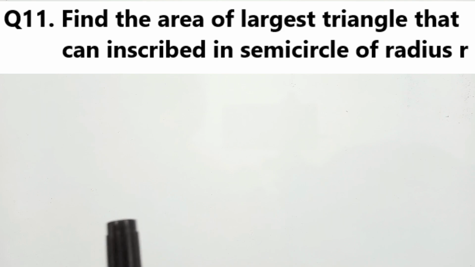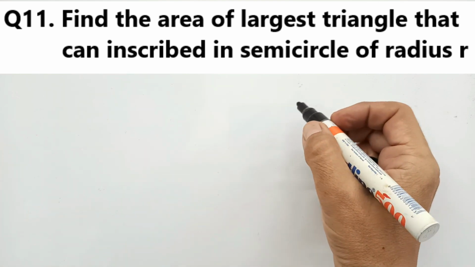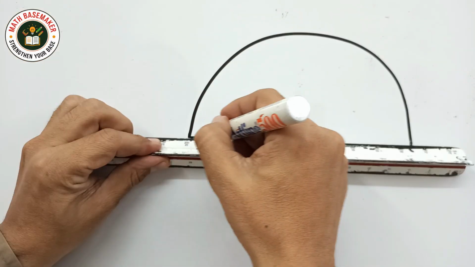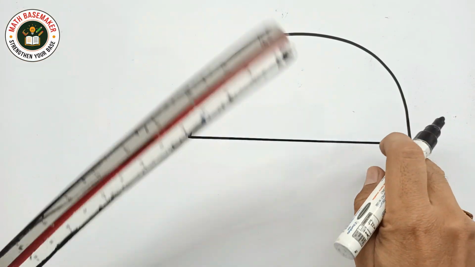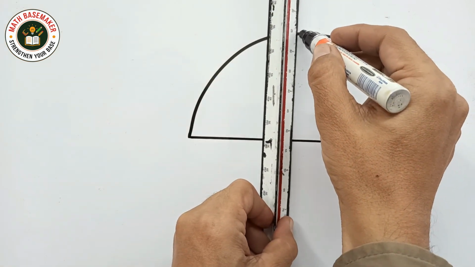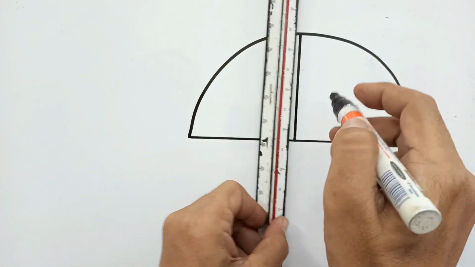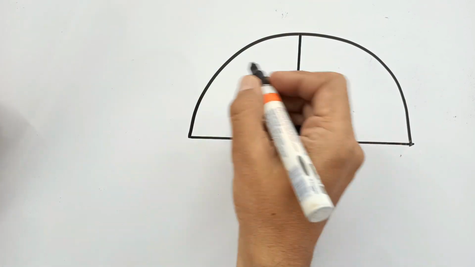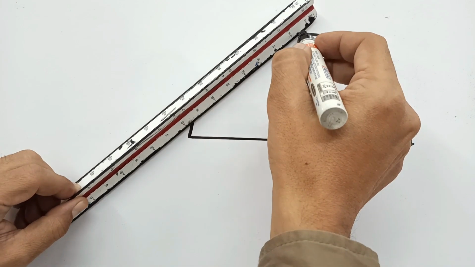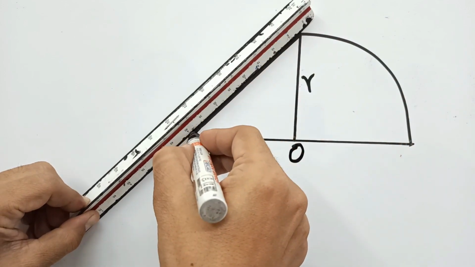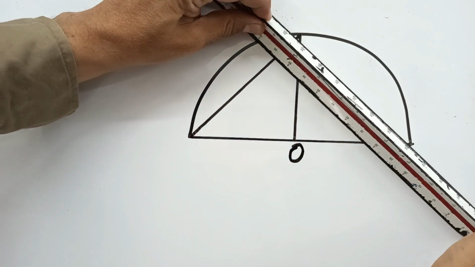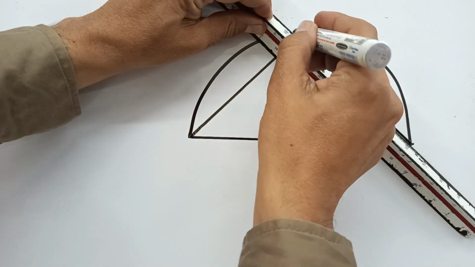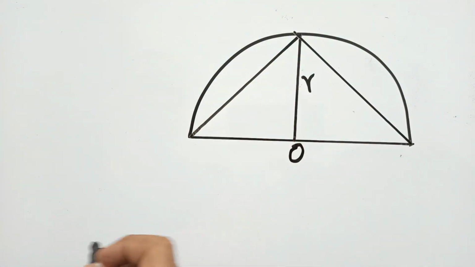Find the area of the largest triangle that can be inscribed in a semicircle of radius r. So it is a simple 1 mark question. Semicircle of radius r. Suppose this is the center O of the semicircle. This is the largest triangle described in a semicircle.